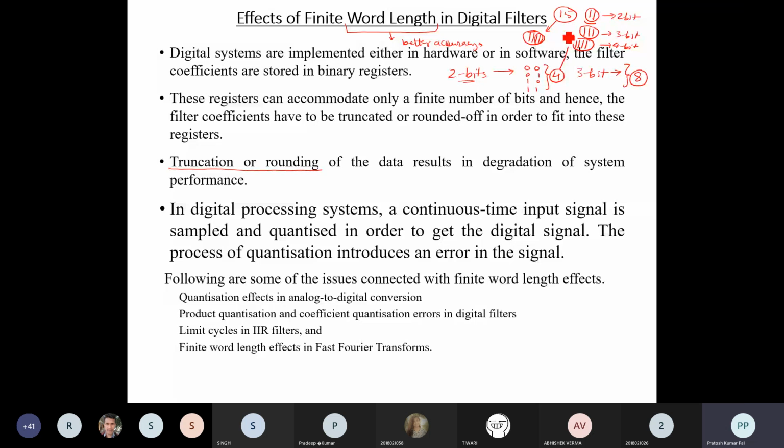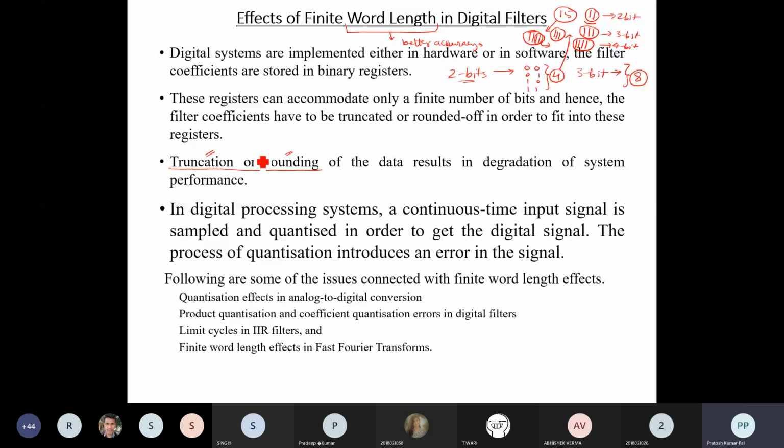So here we will be dealing with the truncation and rounding-off problems, the effects that can be caused with respect to the word length of a digital filter: how the coefficients of a digital filter can be represented in terms of a finite number of bits, and what length of word will cause these two errors.